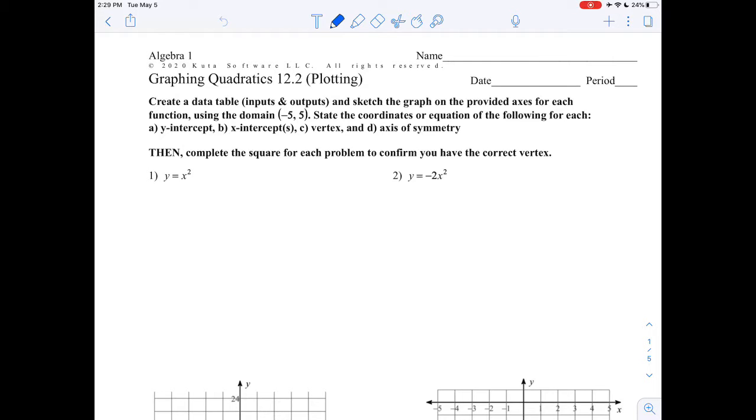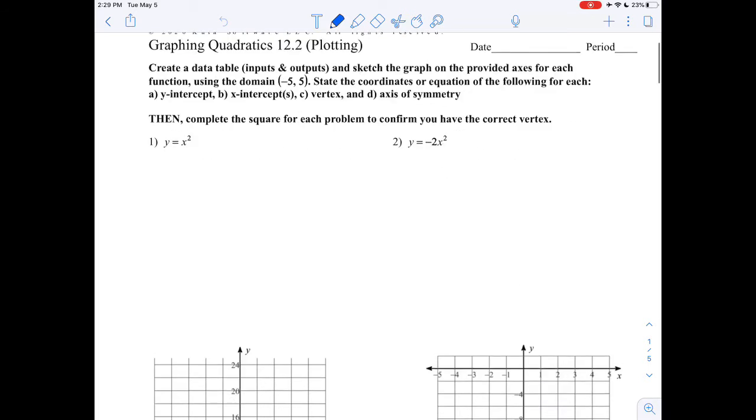So in 12.2, we were asked to create a data table of inputs and outputs for each function and to sketch the graph on the provided axes using the domain -5 to 5. So that's really just talking about the inputs -5 to 5. And then for each function, we need to state the coordinates or the equation of the following for each: the y-intercept, x-intercepts, the vertex, and the axis of symmetry. Then we need to complete the square to confirm that we have the correct vertex. And the problem I want to show you all of this for is problem number 6.